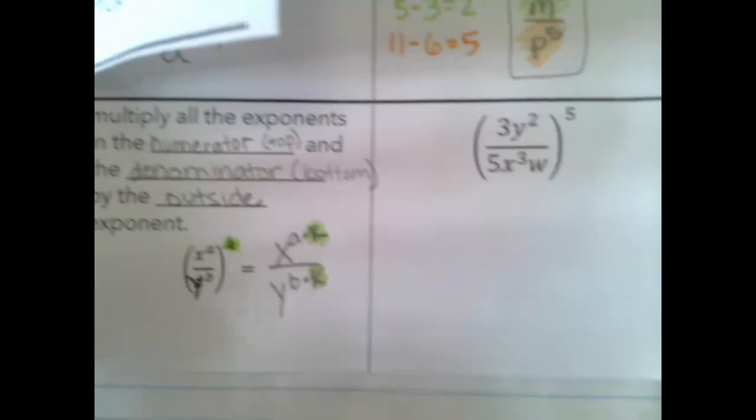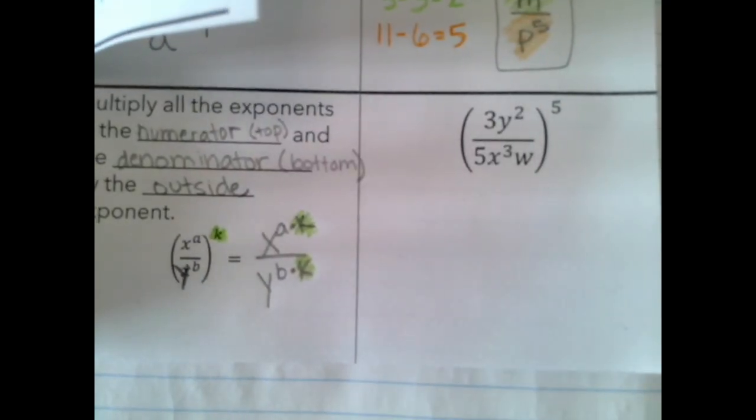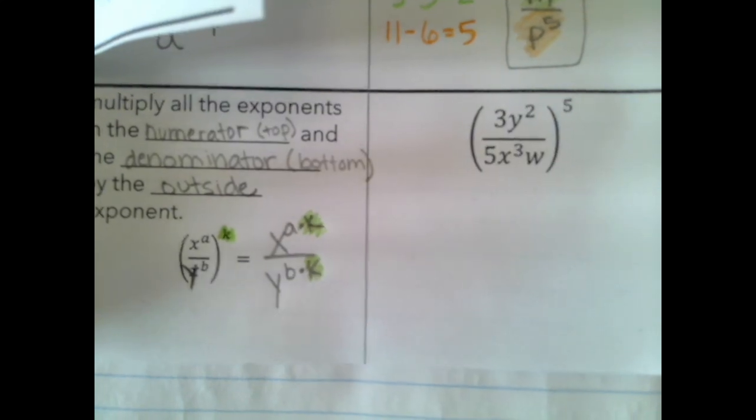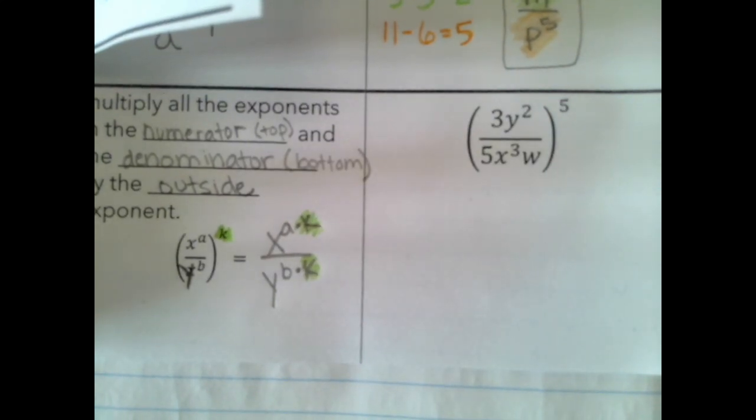All right, so as we take a look at this one, we could write it as 3y squared over 5x to the 3rd w, times 3y squared over 5x to the 3rd w, and so on, five times, and then we could count how many of each thing there are.